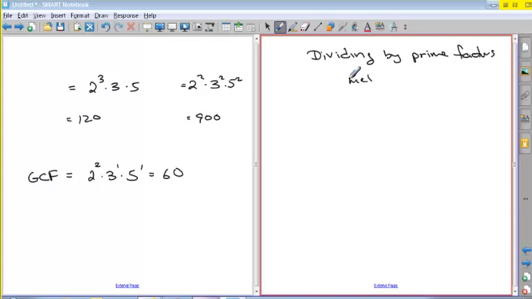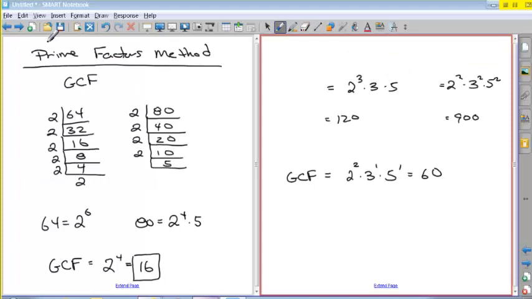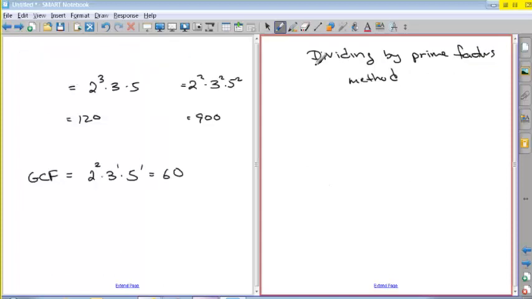So what's the difference between what we call these? Dividing by prime factors method. The other one's prime factors method. So it's the dividing thing. This thing that characterizes it. So let's pick 3 numbers in this case. Let's say 120.